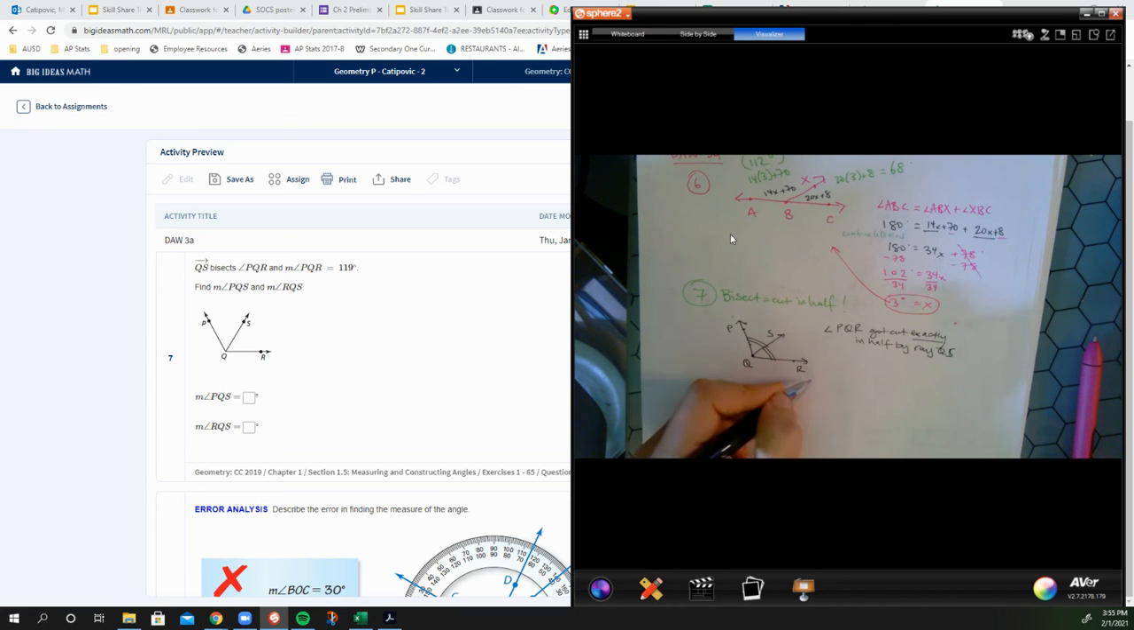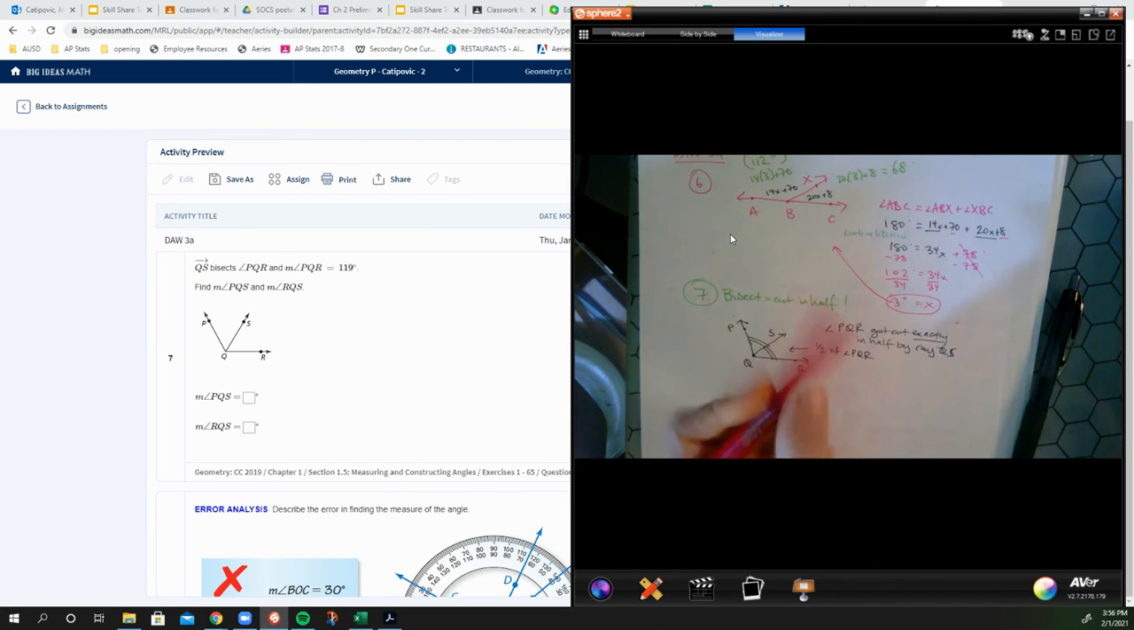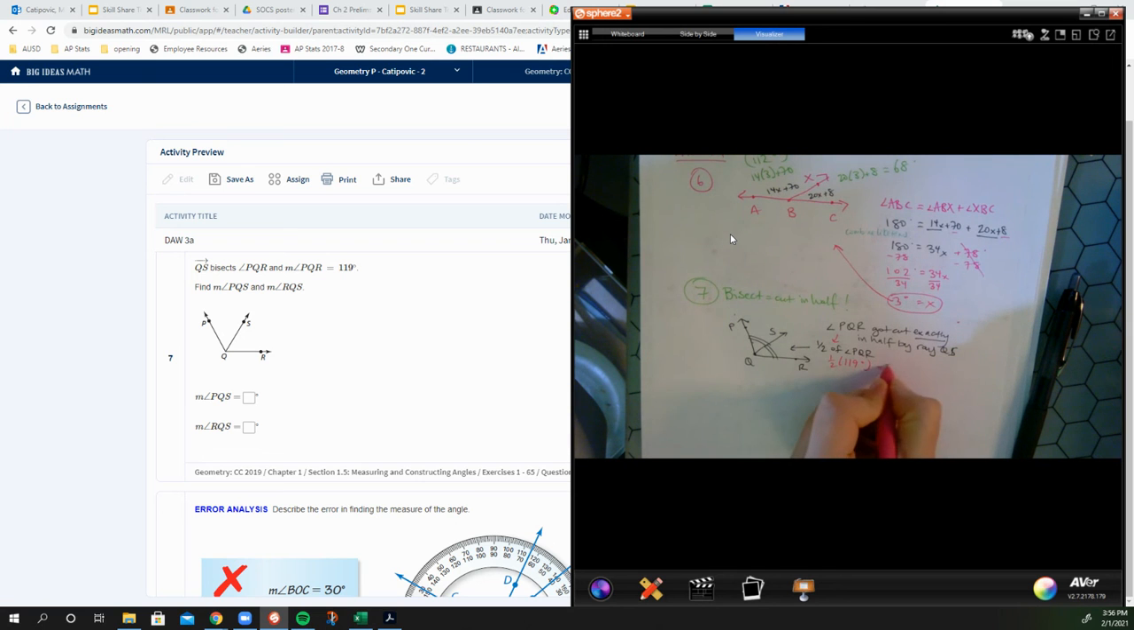All right, now angle PQR is large. If I really want to, I can use angle addition postulate here, but it's not that helpful. But basically, each of these is half of angle PQR because it got cut in half. Right? That's what bisect means. So it's going to be half of 119. It's a little awkward, but it's just a 0.5, so it's 59.5.